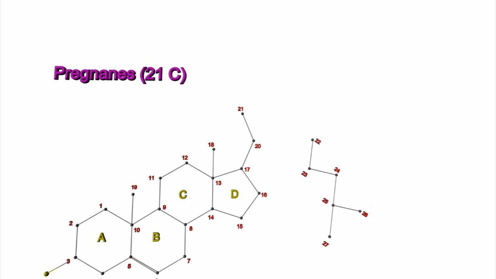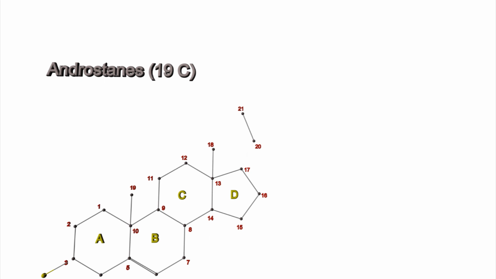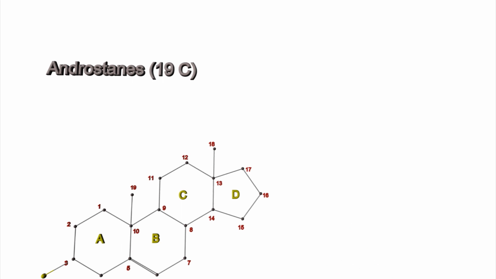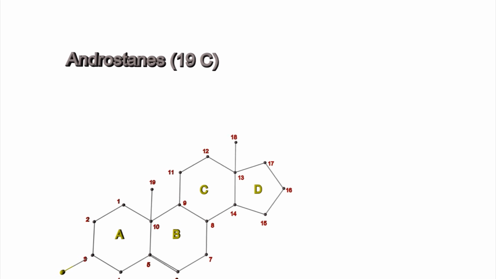To this class of compounds belong the progestogens, glucocorticoids and mineralocorticoids, of which progesterone, cortisol, and aldosterone respectively are some of the most common compounds. Pregnanes can then be converted into another class of steroids with 19 carbons, which are called androstanes, by the removal of carbons 20 and 21. All androgens belong to this category, and the best known representative is testosterone.